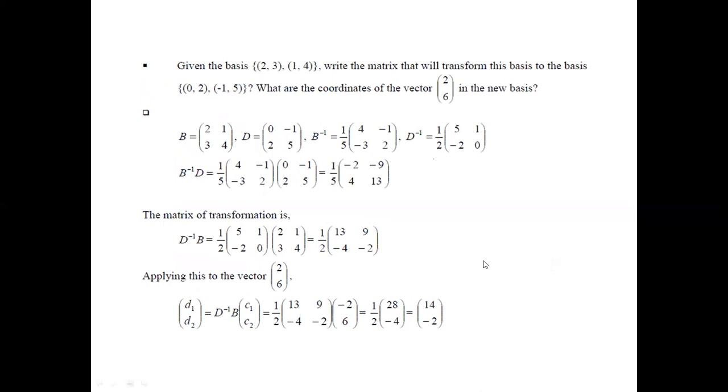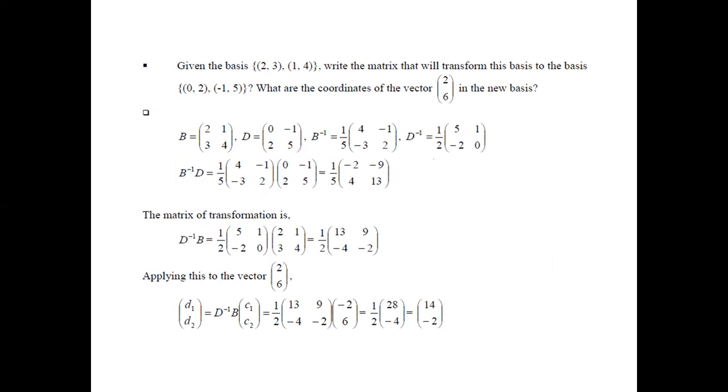As an example, given the basis 2, 3, 1, 4, write the matrix that will transform this basis to the basis 0, 2, minus 1, 5. What are the coordinates of the vector 2, 6 in the new basis? B is that we arrange the basis vectors vertically: 2, 3, 1, 4. Likewise, D is 0, 2, minus 1, 5.